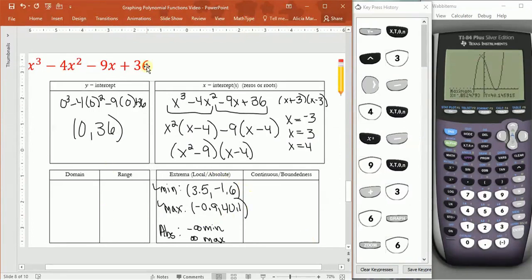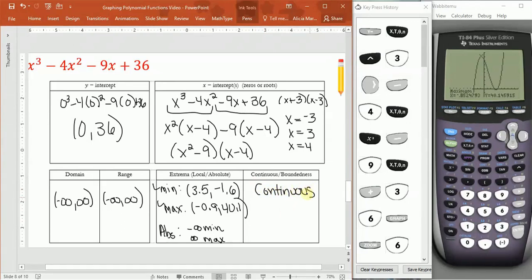And finally, let's find the domain and the range of our graph. So domain, no issues on domain. So negative infinity to infinity, it looks like. Range, no problems there. And then continuous and bounded. We are continuous, definitely continuous. And we are not bounded, because that goes forever both ways.